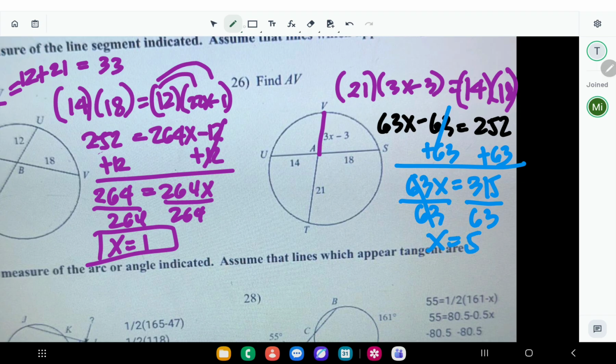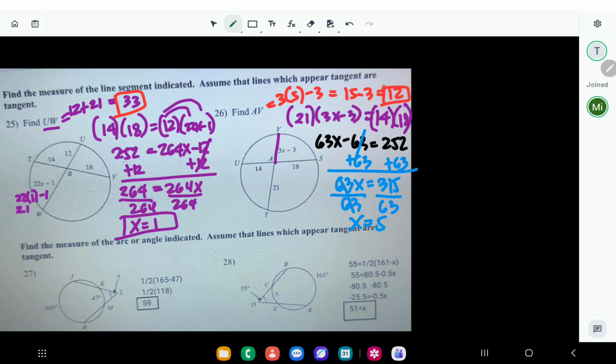Right? Therefore, AV is just 3 times x, which is 5, minus 3. So this is 15 minus 3 equals 12. So AV is equal to 12. Okay, got that? No questions?